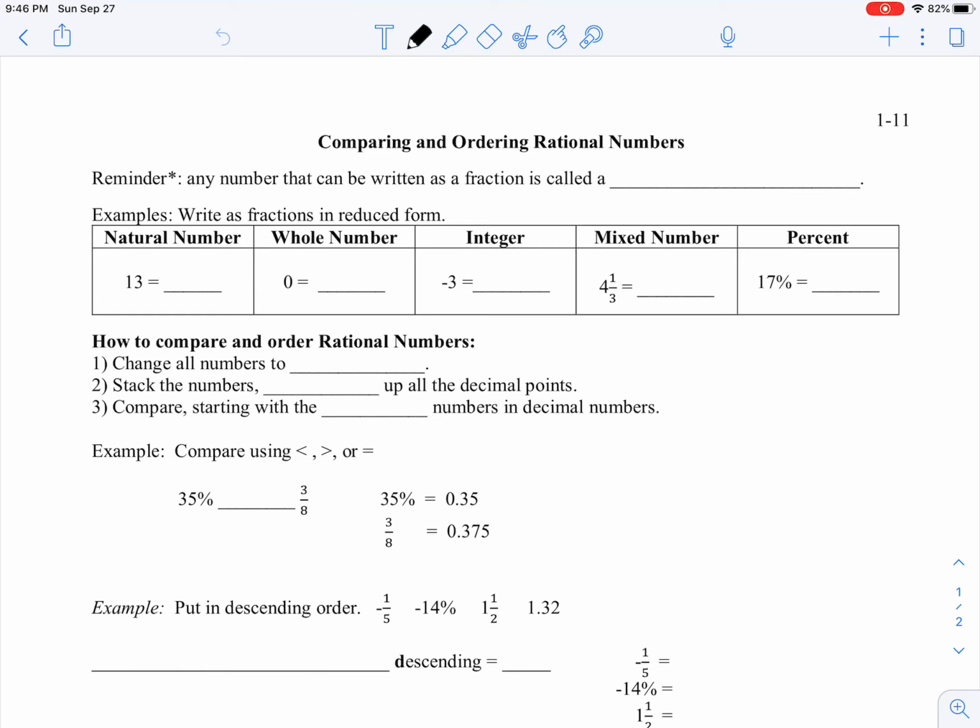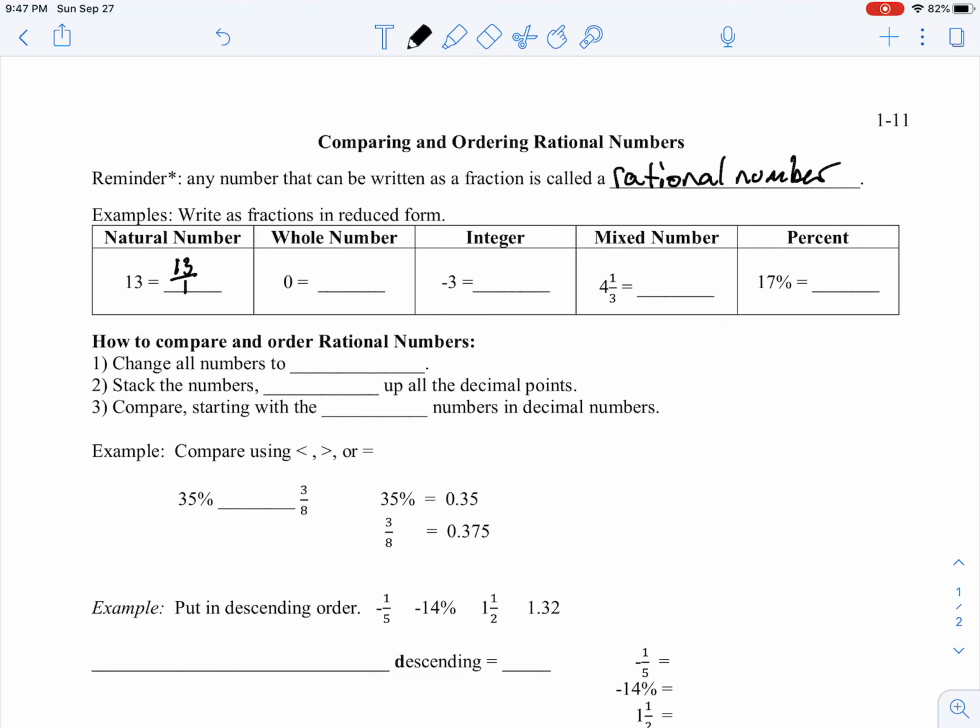So just a quick reminder here that any number that can be written as a fraction is called one of our vocabulary words. We call these rational numbers. So all of these are going to be examples of rational numbers here. So we're going to write them as fractions. So the number 13, well, that is just 13 wholes, right? So 13 over 1.